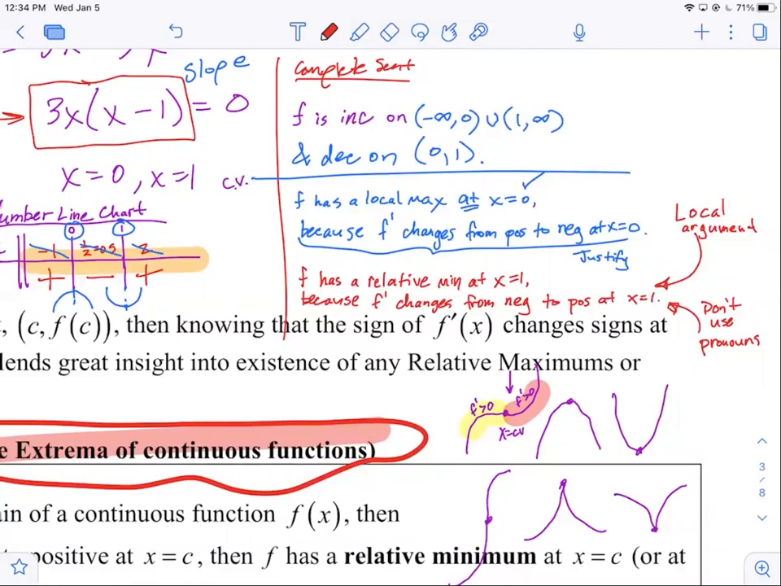Immediately to the left, it's increasing. Immediately to the right, it's decreasing, so there's a local max there. All right, so you got to get that terminology down.